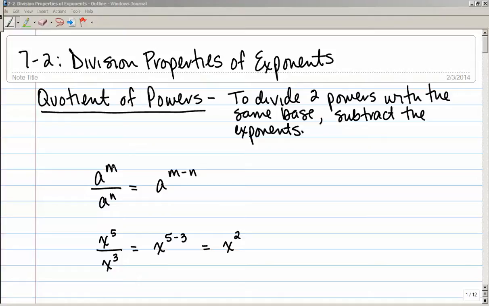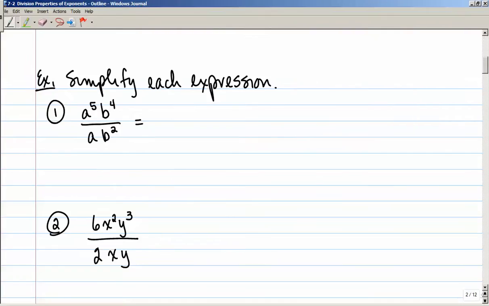So a raised to the power of m divided by a raised to the power of n is a to the m minus n power. When you're dividing, subtract the exponents. So x to the fifth divided by x to the third is x to the 5 minus 3, or x squared. Here are some examples.